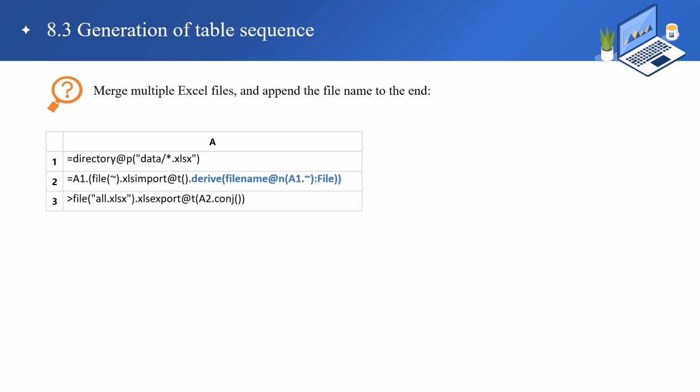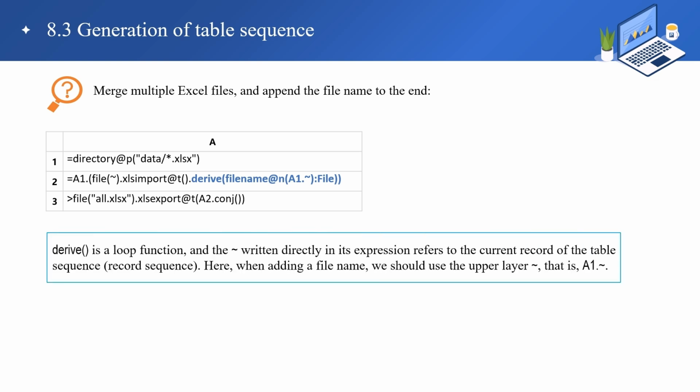It should be noted that derive is a loop function, and the tilde written directly in its expression refers to the current record of the table sequence or record sequence. Here, when adding a file name, we should use the upper layer tilde, that is, A1.tilde.